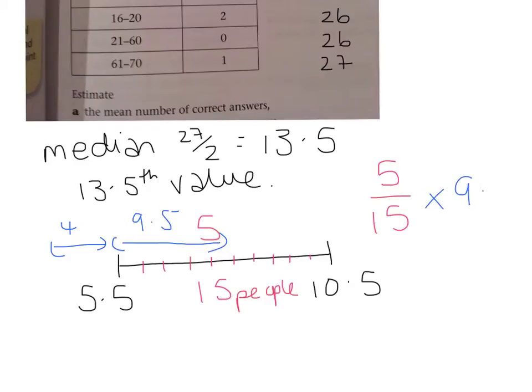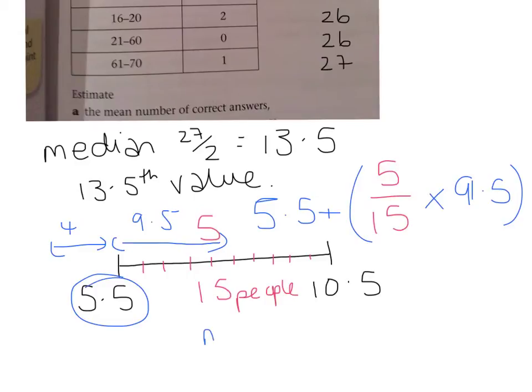I want to count that far along, so I'll times that by 9.5. That gives me how far I've gone. But I'll need to add the 5.5 onto that, so that's where I've started from, the 5.5. And that will give me that the median in this case should be 8.67.